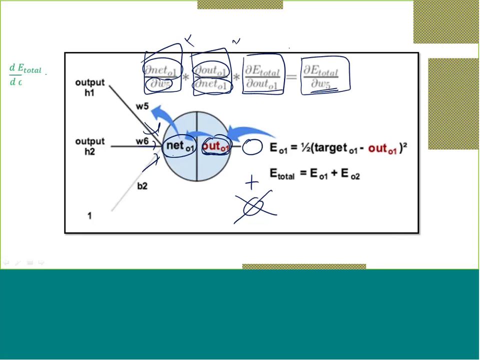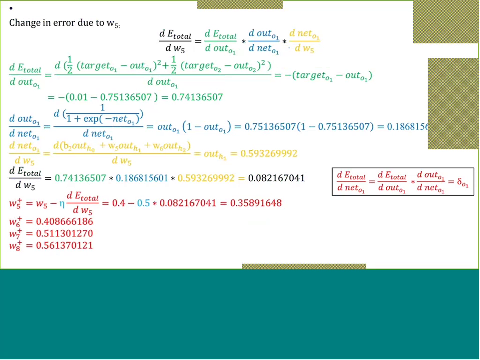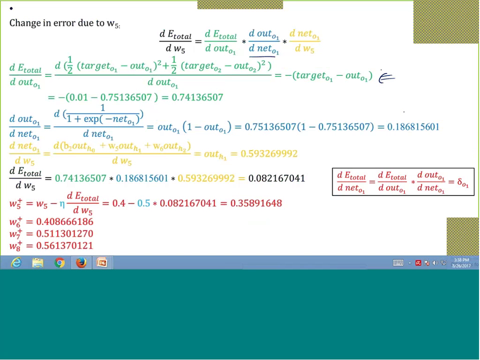Let's see it. So this is the E total with W5. This is E, I'm differentiating it with W. I used this color convention here: the green color represents the green calculation, blue represents the blue calculation, and yellow represents the yellow calculation. So I am calculating here E total upon E out.